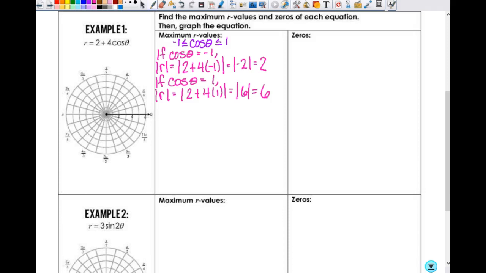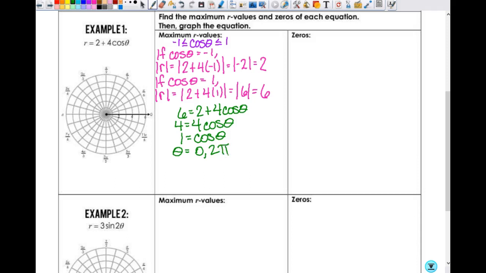But I have to figure out at what angle is that happening. So I actually substitute 6 into this right here, and I get 6 equals 2 plus 4 cosine theta, right? So then I subtract, and I get 4 equals 4 cosine theta, which means 1 equals cosine theta. So theta equals what? When is cosine 1? 0 and what? 2 pi. So we're going from 0 to 2 pi on all of these.